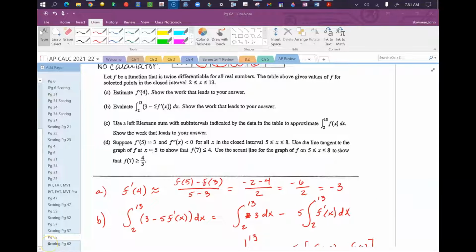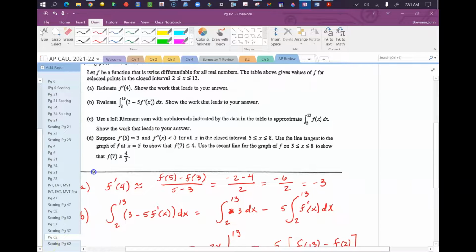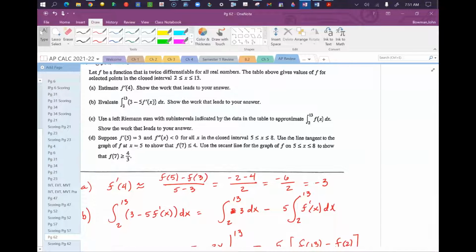Alright, so there's a lot of information in part D. Suppose f prime of 5 is 3 and f double prime of x is less than 0 for all x in the closed interval from 5 to 8. Use the line tangent to the graph of f at x equals 5 to show that f of 7 is less than or equal to 4. Second part, use the secant line for the graph of f on the interval from 5 to 8 to show that f of 7 is greater than or equal to 4/3.